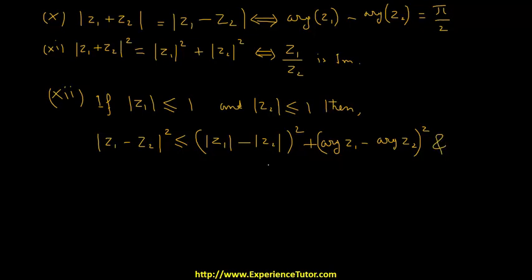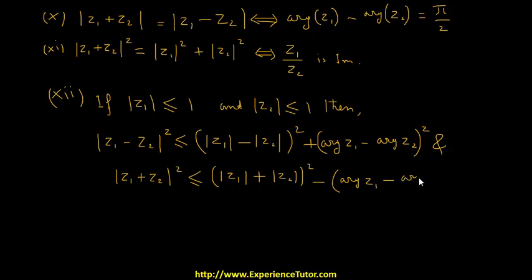and modulus of (z1 plus z2) square is less than or equal to (modulus of z1 plus modulus of z2) whole square minus (argument of z1 minus argument of z2) whole square.